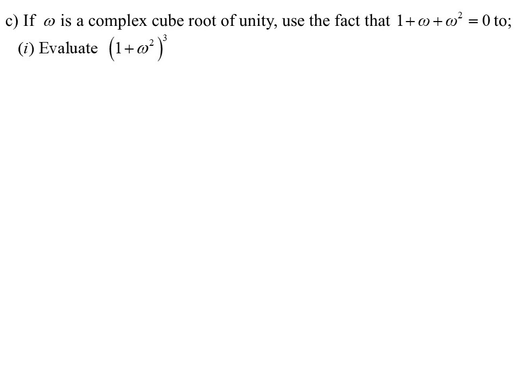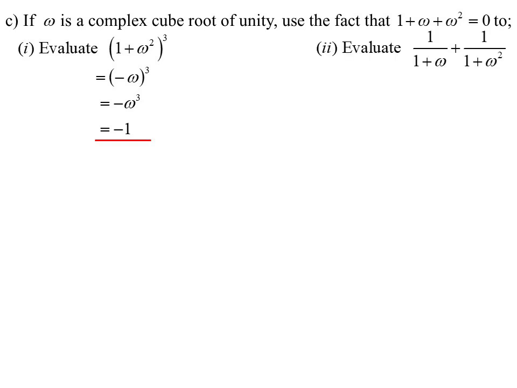You could expand the whole thing out, I suppose. Let's use the fact that 1 plus omega plus omega squared is equal to 0. I can make this much easier for myself by changing 1 plus omega squared to be minus omega. And then I'm just cubing a single thing. That's minus omega cubed, and we know omega cubed is equal to 1. It's negative 1.